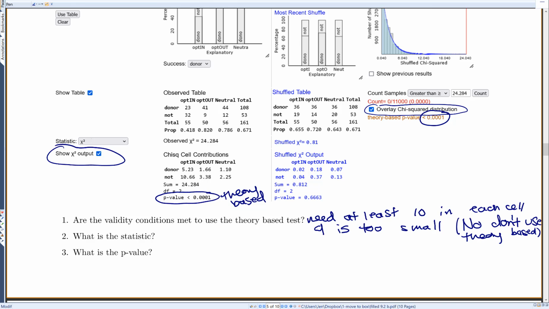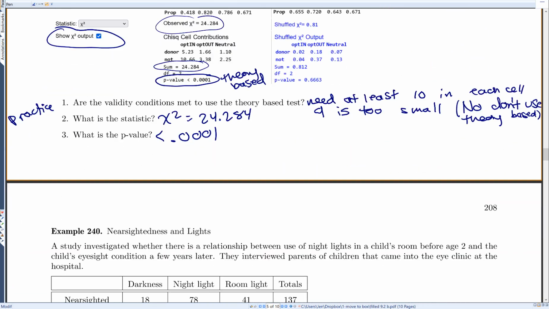But just for practice, let's go ahead and do it. So what was our statistic? Our statistic is still this chi-squared, or it will also say it here on the sum. So it's still chi-squared equals 24.284. And my p-value is less than 0.0001, which matches up with what I got on my simulation. This applet will just always cut it off at less than 0.001, no matter what it is if it's smaller than that.